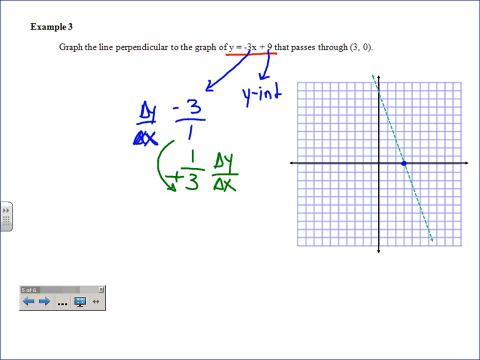My change in y is 1. My change in x is 3. Both positive, so that's going to be up 1 and to the right 3. Up 1. Right 1, 2, 3. Okay. There it is. In other words, right there. That's why that one's solid, because that's actually the answer to the question. All the points on that particular line are true to this problem.